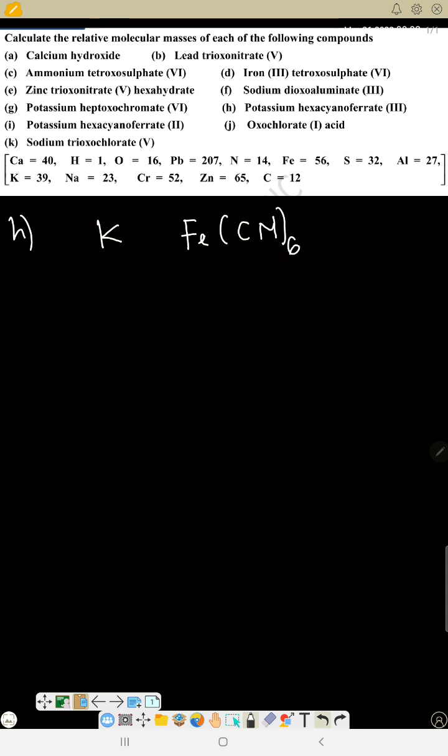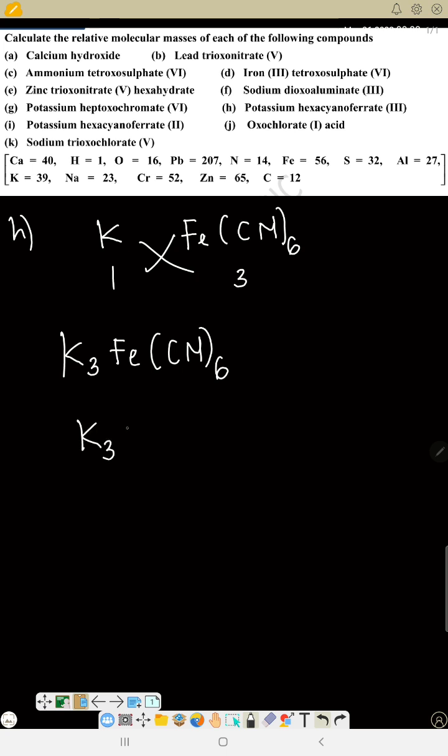So potassium hexacyanoferrate 3. So iron is 3, the valency. So the total charge here is 3 and this one is 1. So if we do crisscross, we have K3Fe(CN)6. So that is potassium hexacyanoferrate 3. So now this will be K3FeC6N6. Remember, this 6 will affect everything inside.